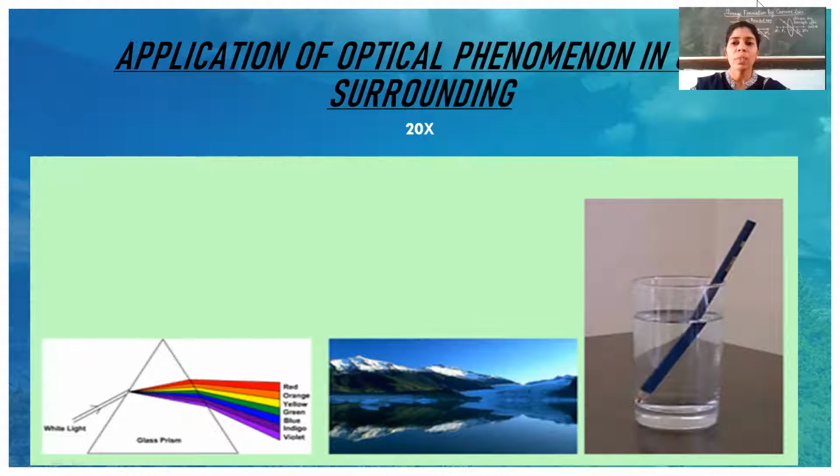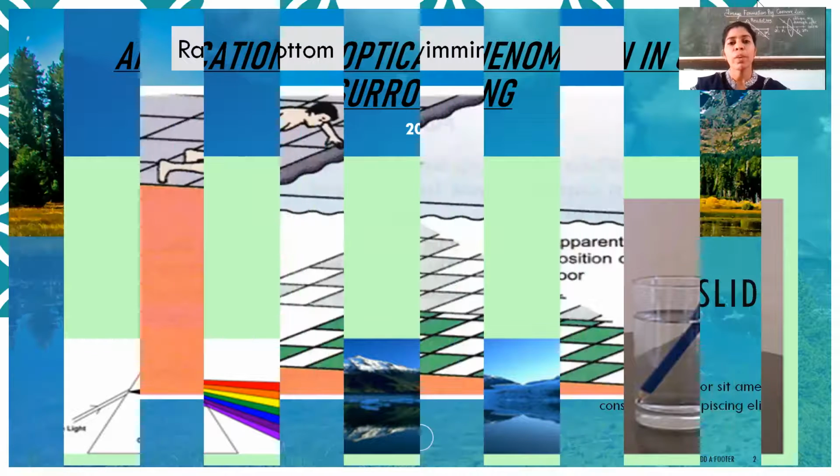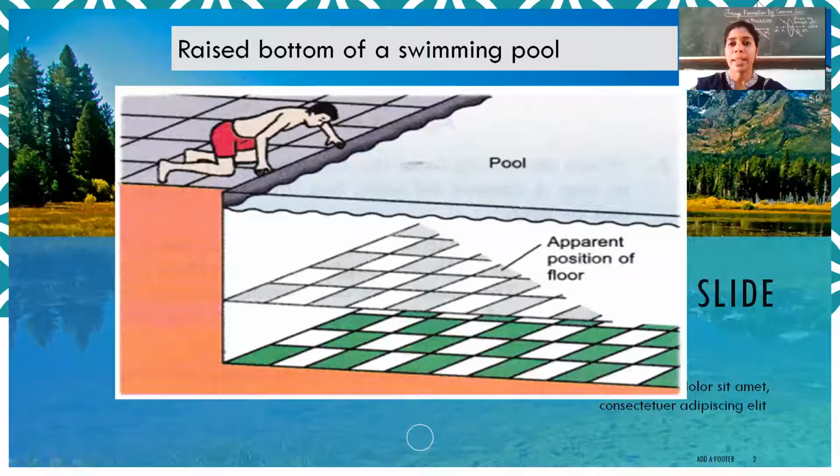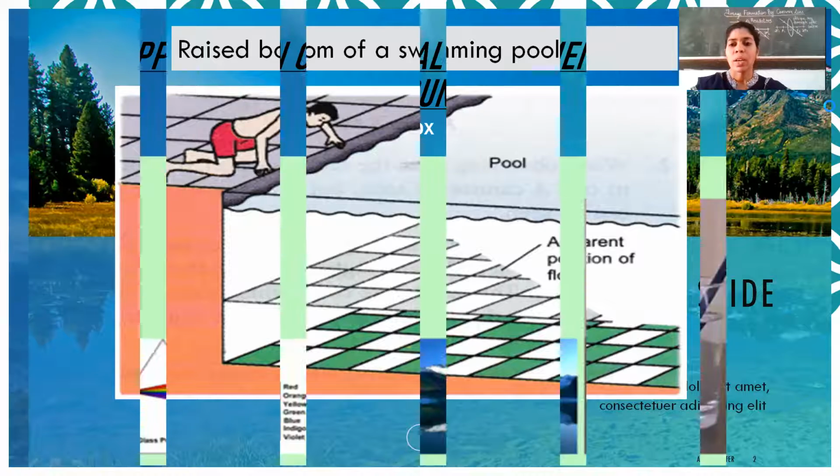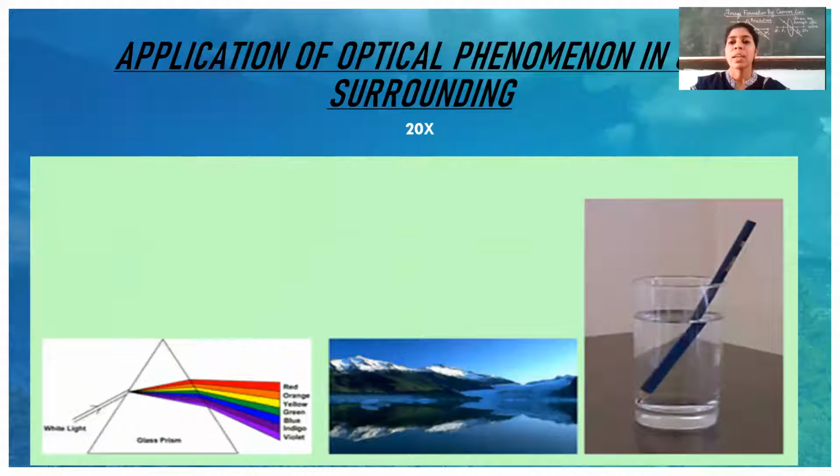Likewise, have you ever seen that the bottom of a water pond appears to be raised, and also a partly immersed pencil seems to be displaced at the interface of air and water? What is the reason behind this? This is because of the optical phenomenon refraction.